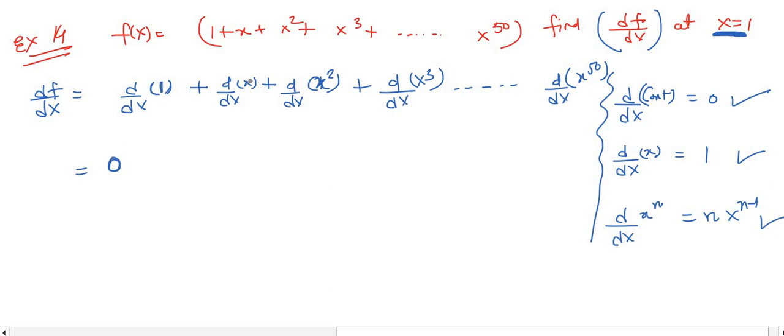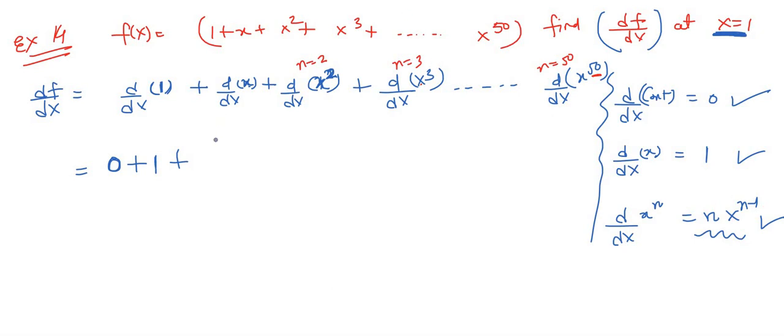So derivative of 1 is 0. What is derivative of x? Is 1. What is derivative of x square? For this I will use this formula. This one, correct? So here my n is 2 for applying formula. Here n is 3 for applying. Here what is n? At this term, what is n? N is 50. So I am going to apply this formula here. So let me write down. So it will be d by dx of 1. I am done. See, this is done and this is done.